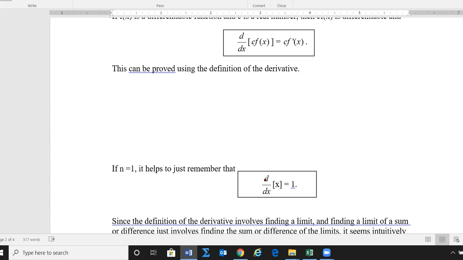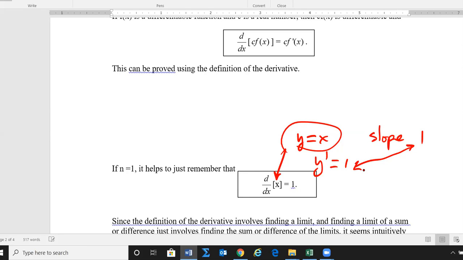This one, the author mentions, is kind of special, fairly obvious. The slope of this line, y equals x. Everybody knows the slope of that, right? The slope is 1. Well, if you differentiate this using the power rule, you would get a 1. And that's all that this is saying. And that slope is the same. It happens to be constant for this line. The slope is constant for that line.